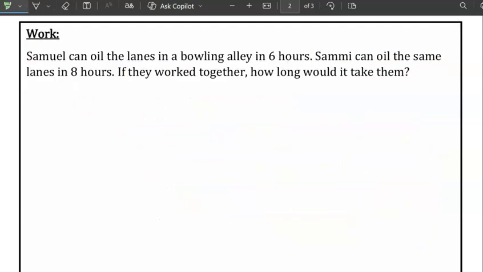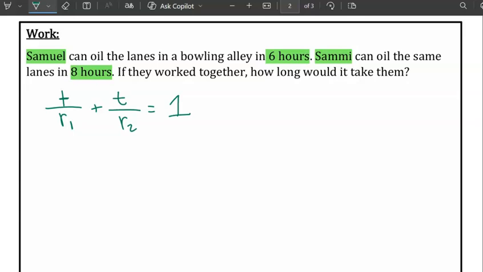Work problems. Samuel can oil the lanes in a bowling alley in 6 hours. Sammy can oil the same lanes in 8 hours. If they work together, how long would it take them? Our general formula for this would be the time over the first person's rate, plus that same amount of time over the second person's rate, equals 1 job.